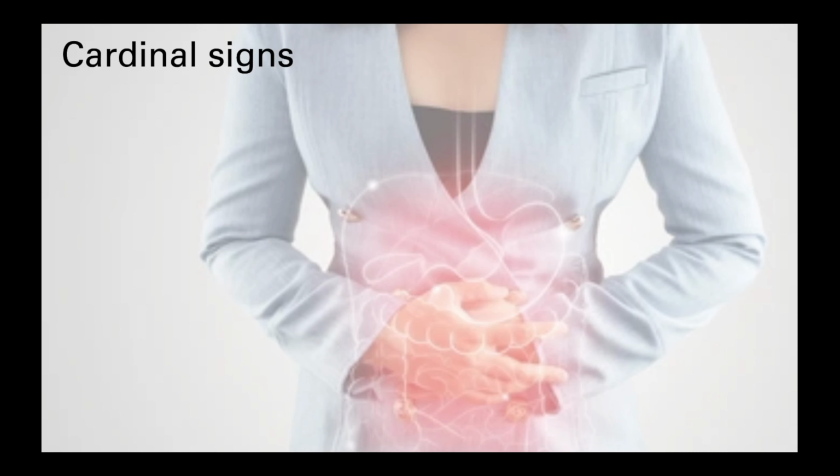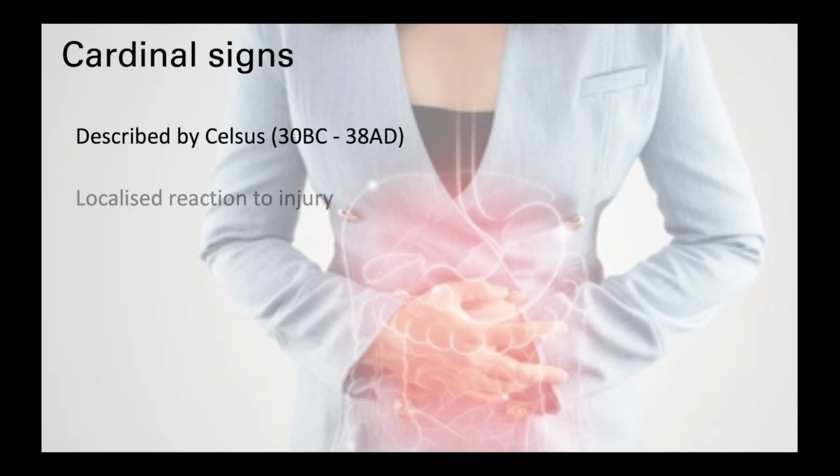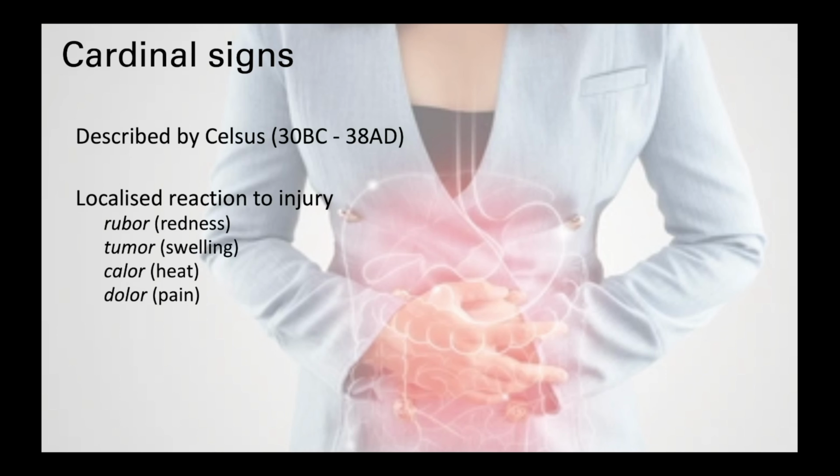Unless you've been living your life in a bubble wrapped up in cotton wool, then you should all be familiar with the cardinal signs of inflammation, without actually having stopped to define them. These cardinal signs were first described by Celsus sometime between 30 BC and 38 AD, and described the localized reaction to injury or infection. These cardinal signs were defined as rubor, tumor, calor, and dolor, referring to the redness, swelling, heat, and pain associated with the inflammatory response.